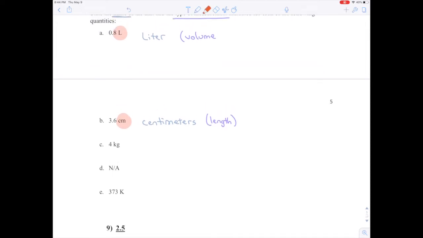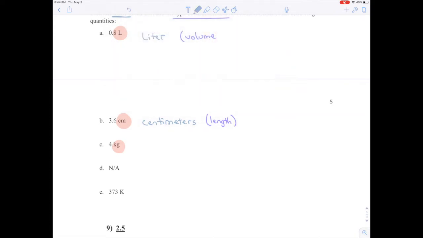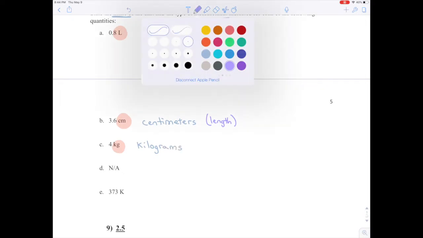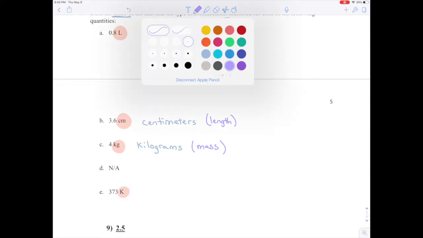For C, they give you kg. Now, kg is standing for kilograms, and kilograms tell you how much mass something has, how much stuff is there. The weight of people in Europe, or people who use the metric system, the weight would be in kilograms, kg. D is not applicable.